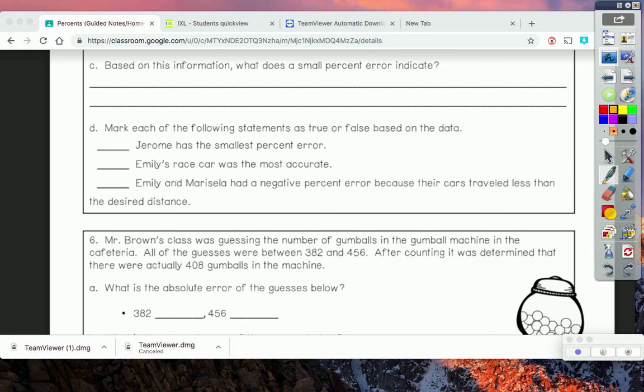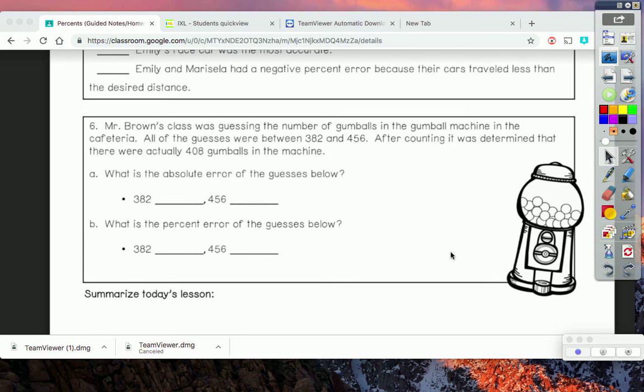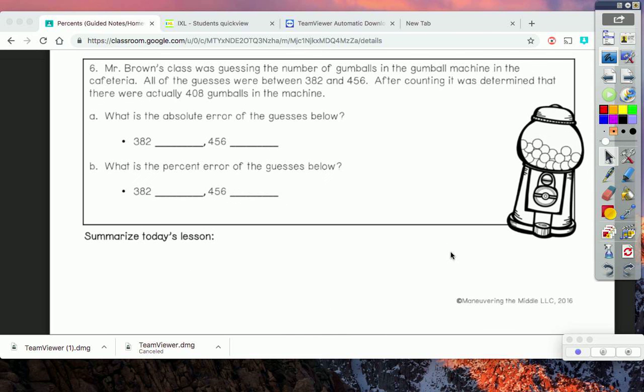Okay? Now moving down to number 6, which is our last one. I cannot stress enough ways to remember this. Remember that the acceptable value, the first value you're going to work with in your equation, is what you got. The second value, your exact value, is what you should have gotten, the exact amount. So let's look at number 6.